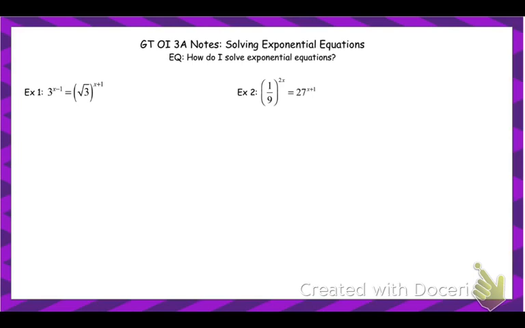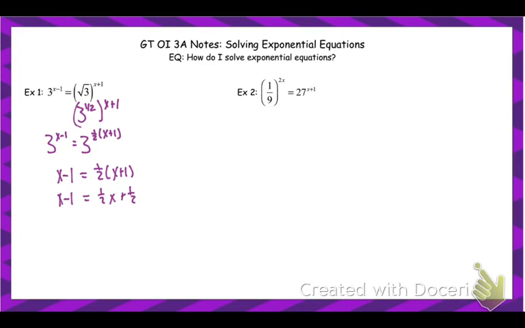So the square root of 3 is the same thing as 3 to the 1/2, which means I can rewrite this as 3 to the 1/2 times x plus 1. Well, now that I have the same base, in order for these two things to be equivalent, the exponents have to be equivalent. So all I have to solve is x minus 1 equals 1/2 x plus 1/2. So 1/2 x is equal to 3 over 2, and x is equal to 3.